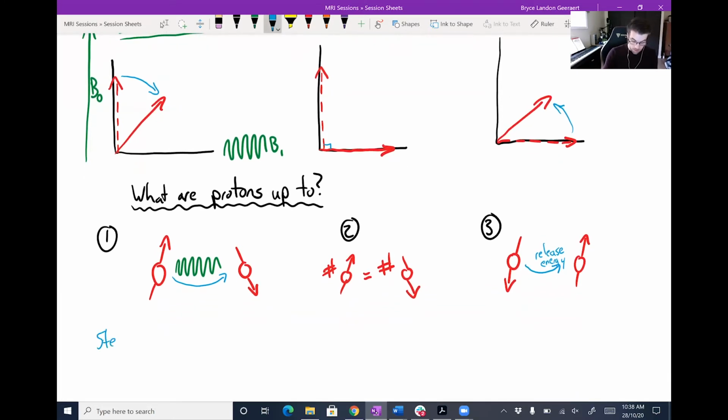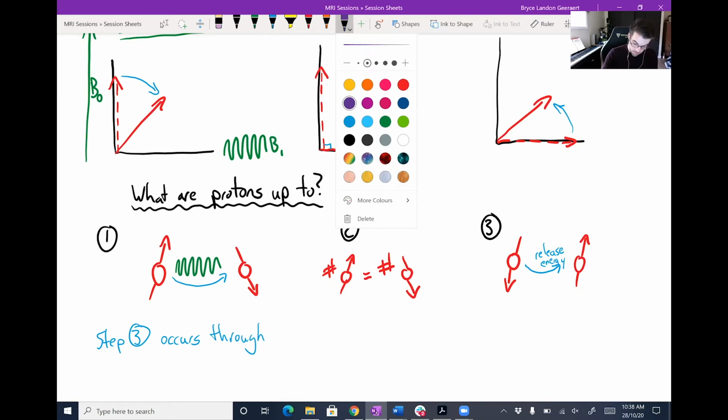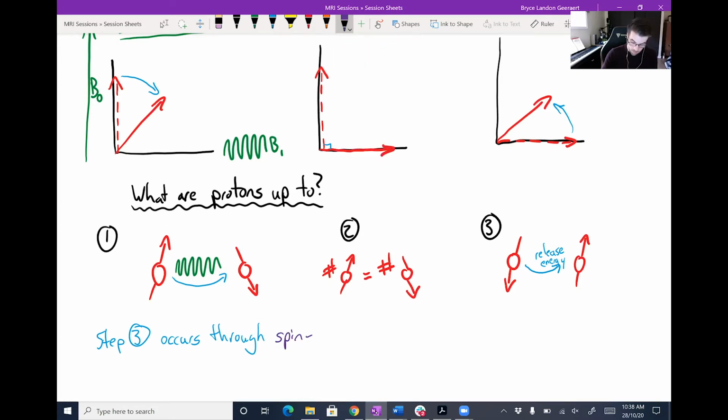And so step 3 occurs through spin lattice relaxation. And what that means, the lattice word there is referring to surrounding materials that are not protons.